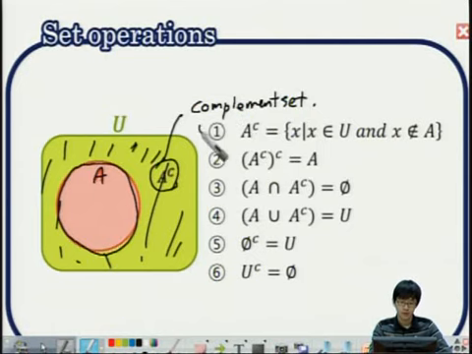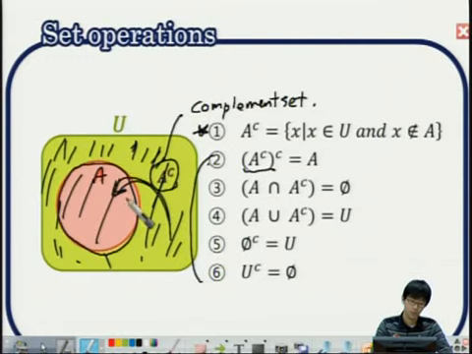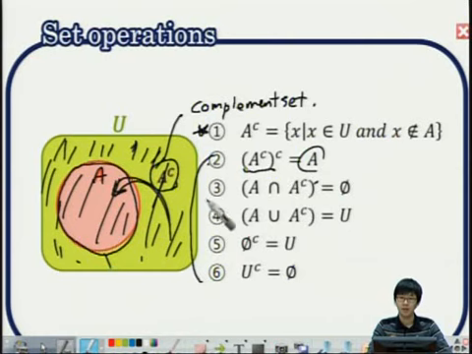So this was the definition, and this is some properties you're going to look at. Number 2, the complement of A is the outer side, and the complement of this complement of A is itself, right? If you complement this thing, this will come out, right? And number 3, A and the complement of A.